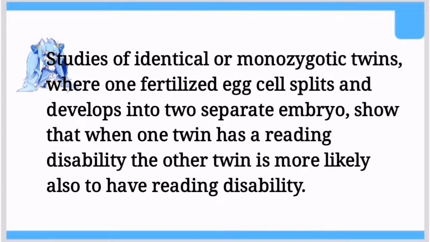In the case of fraternal or dizygotic twins, where two egg cells are fertilized and develop into two distinct embryos, the fraternal twins carry different physical and mental traits.